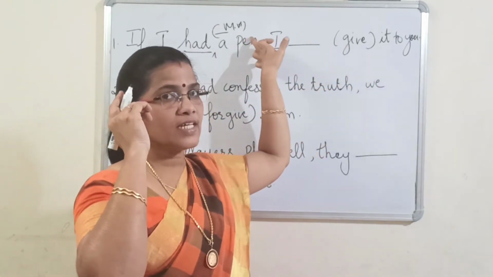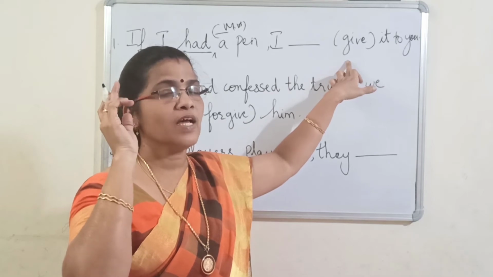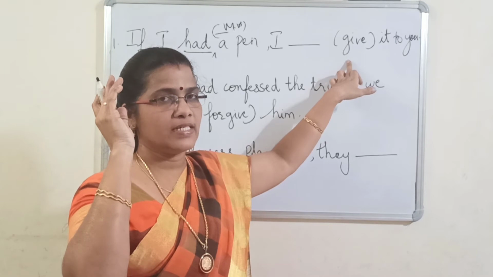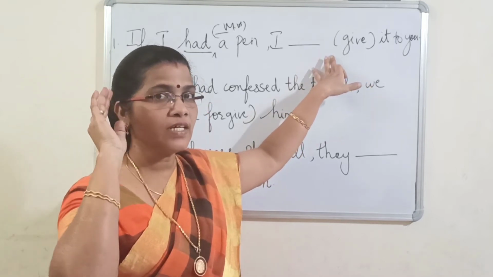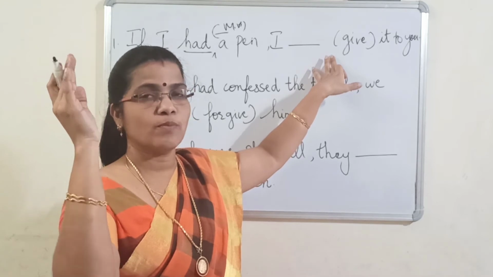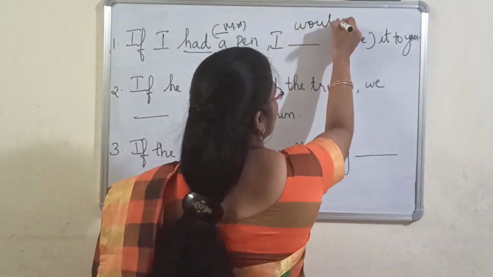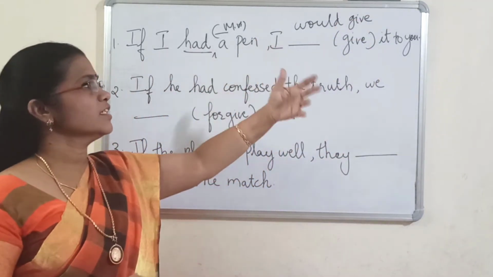So, in type 2, you have to use the past forms of auxiliary verbs, modal auxiliaries. So, your options are would, could, should and might. And here, we avoid using the other 3 forms. Normally, we use the will past tense form, that is would. Okay, so what will you write here? Your correct answer is I would give. This is the right form. Okay, I would give it to you.